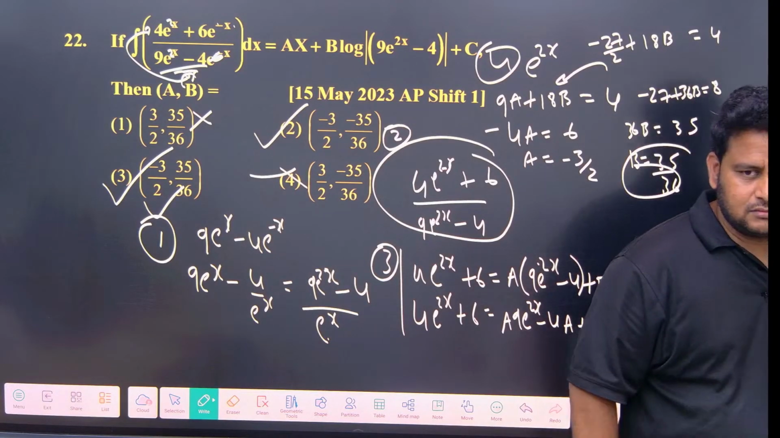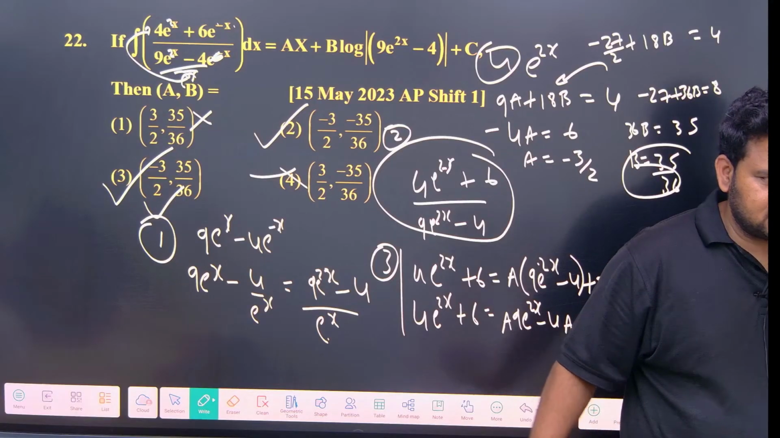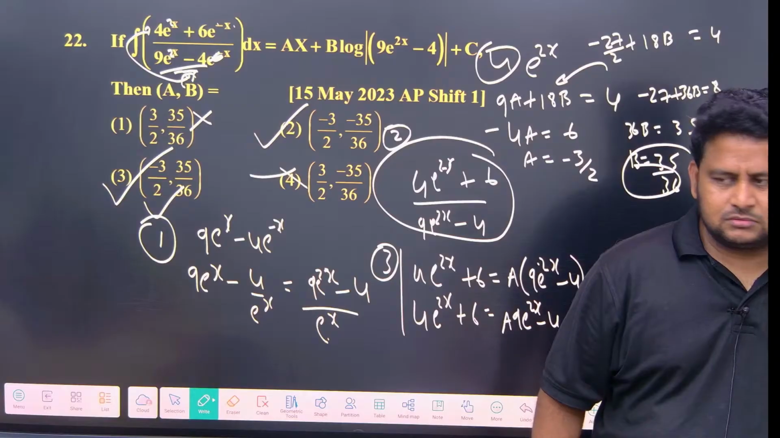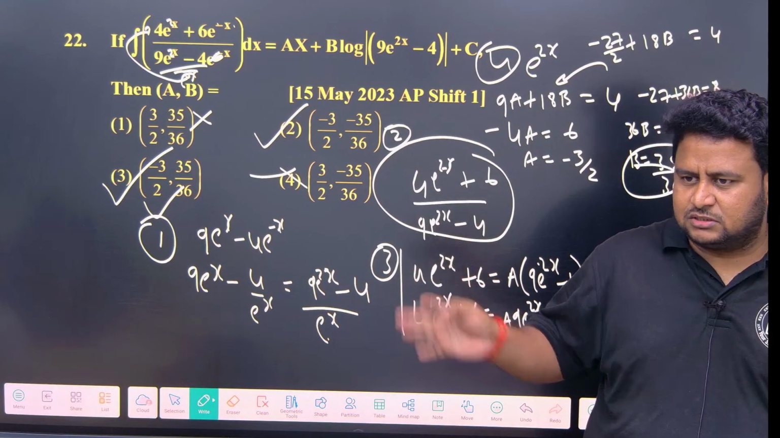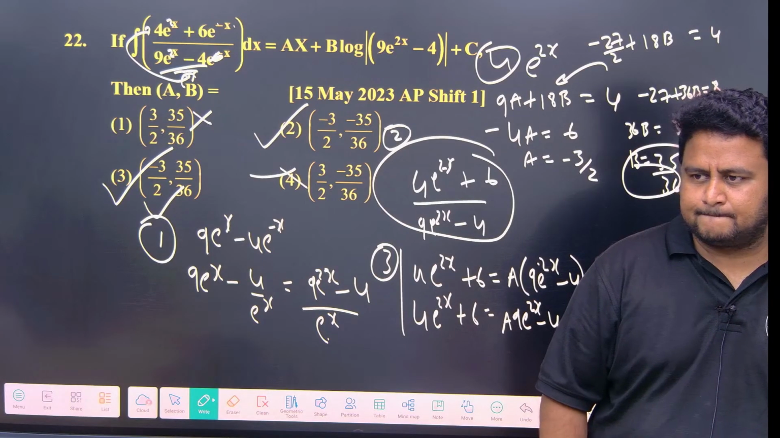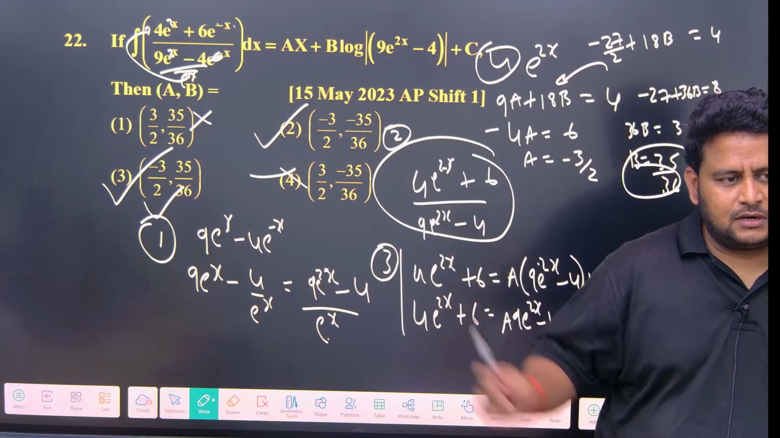Understanding, everyone? Siri, understanding? Gayatri, okay, understanding how to solve this type of questions? Harsha? Liharika, Srinidhi, Akshaya, understanding this?